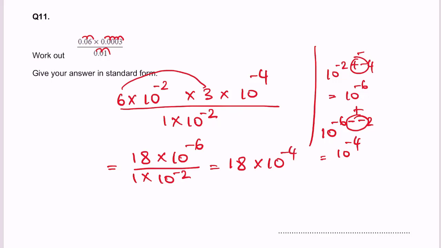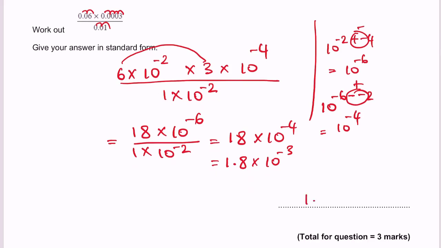Now, because the 18 is not in standard form, we're going to change it into standard form. So we're going to divide it by 10. That becomes 1.8 times, we're going to add a power there, so 10 to the power of minus 3. So the answer is 1.8 times 10 to the power of minus 3, and that's worth 3 marks.